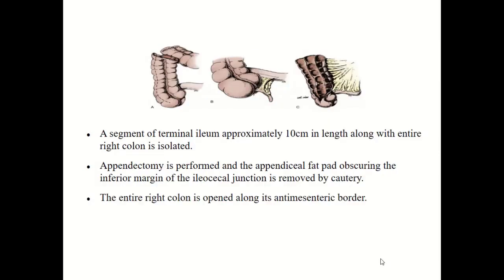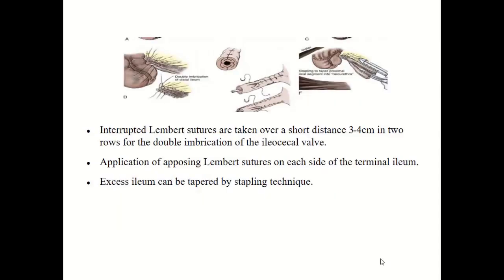A segment of the terminal ileum approximately 10 cm in length along with the entire colon is isolated. Appendectomy is performed and the appendiceal fat pad obscuring the inferior margin of the ileocecal junction is removed by cautery. The entire right colon is opened along its antimesenteric border. Interrupted Lembert sutures are taken over a short distance of 3 to 4 cm in 2 rows of double imbrication of the ileocecal valve. Opposing Lembert sutures are applied on each side of the terminal ileum. Excess ileum can be tapered by the stapling technique.